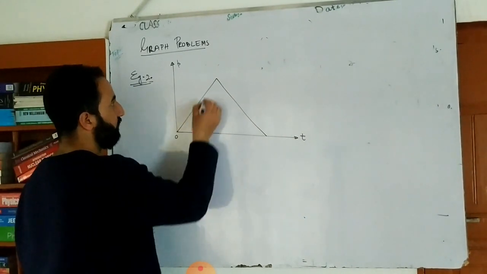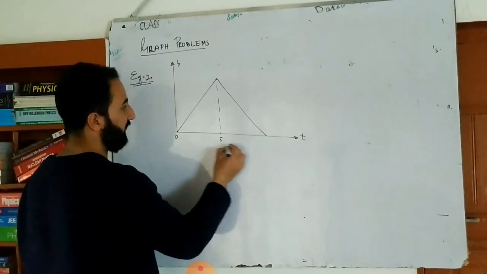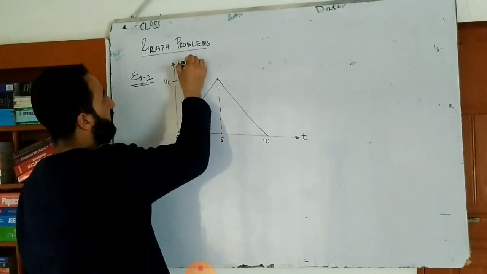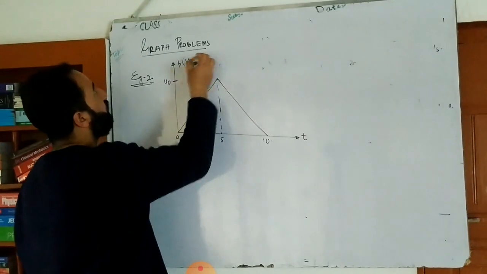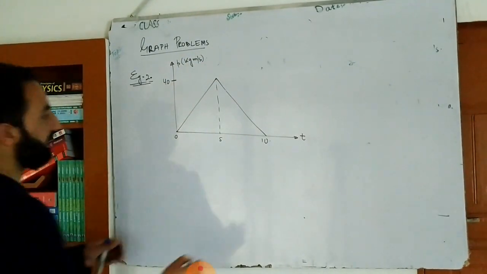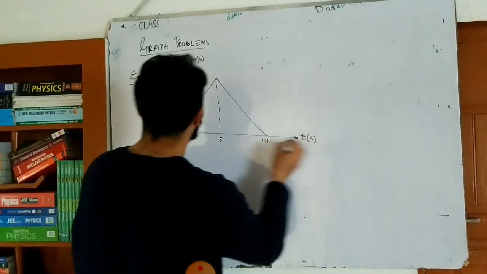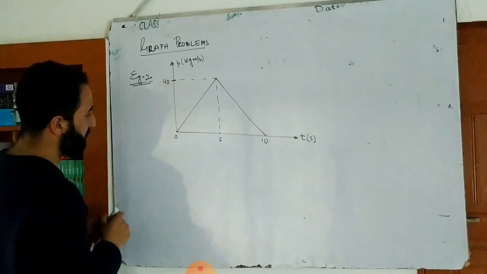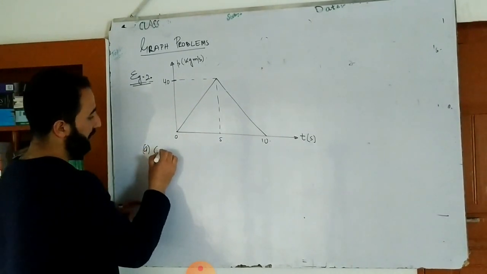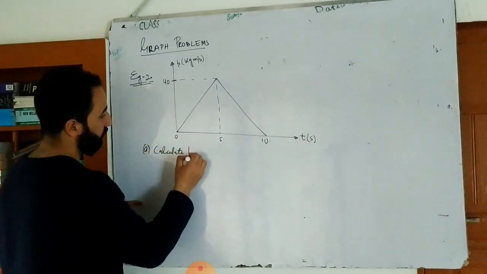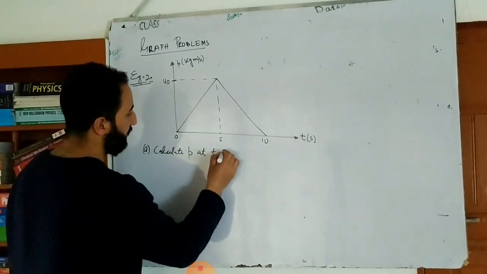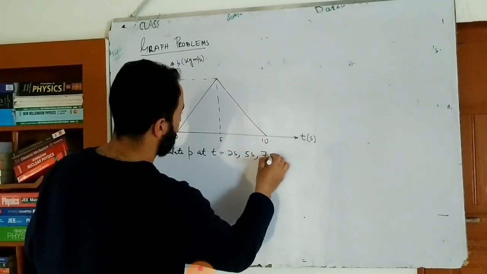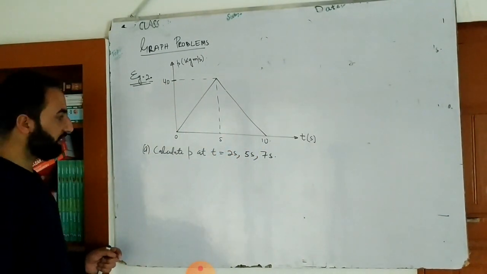Okay. So this is time equal to 0, and this here is 5 seconds, and this here suppose 10 seconds. And this is given to you, this is 40, momentum given in kilogram meter per second, and time is given in seconds. And now you are supposed to calculate different parameters. Okay, so what you are supposed to calculate is this: A part. Calculate momentum P at t equal to 2 seconds, 5 seconds, 7 seconds. At these 3 different times you are supposed to calculate the momentum.